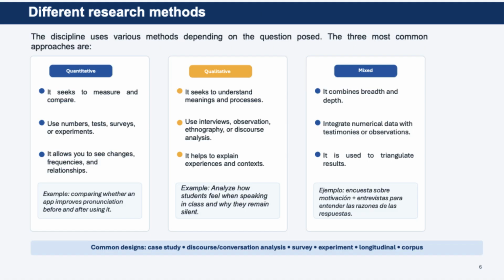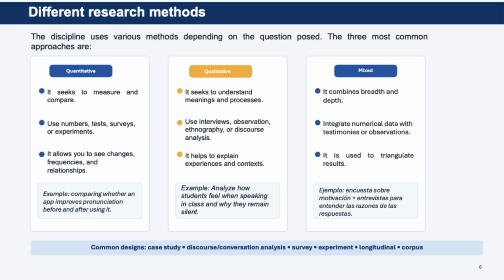Different research methods in applied linguistics include qualitative, quantitative, and mixed methods. Qualitative methods explore meaning and experience through interviews and observations. Quantitative methods focus on measuring variables with surveys and experiments. Mixed methods combine both to offer a broader understanding of language-related issues.